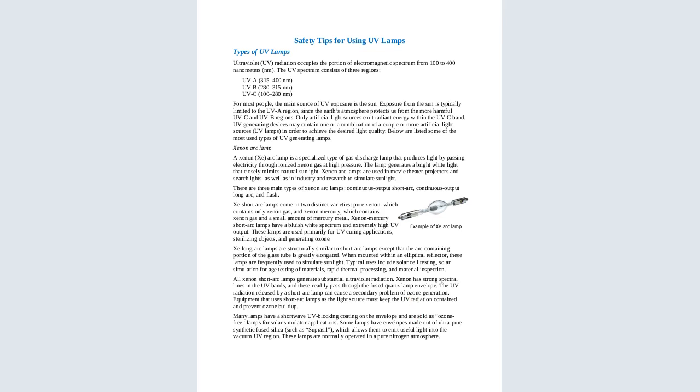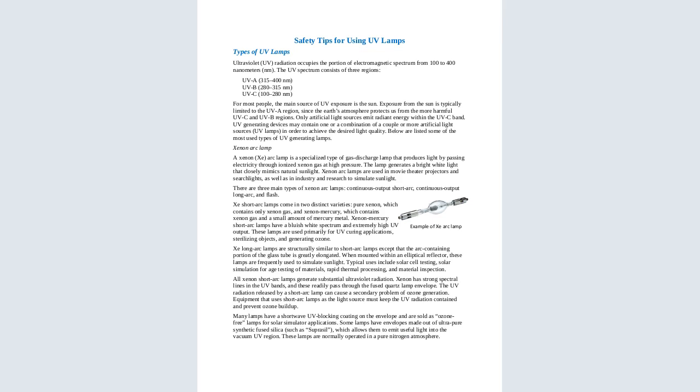All xenon short arc lamps generate substantial ultraviolet radiation. Xenon has strong spectral lines in the ultraviolet band, and these readily pass through the fused quartz lamp envelope. The UV radiation released by a short arc lamp causes a secondary problem of ozone generation. So you see, one of the problems they bring about is ozone.